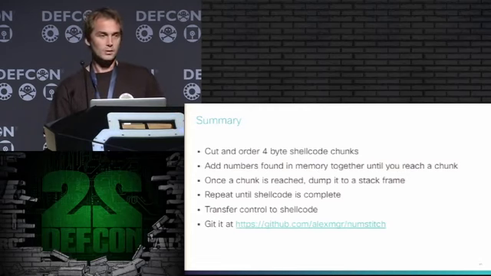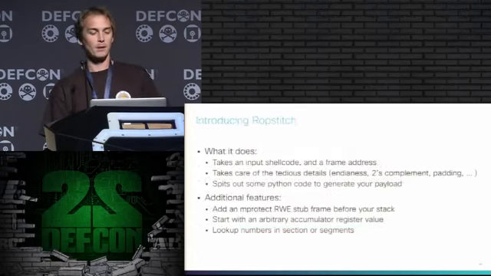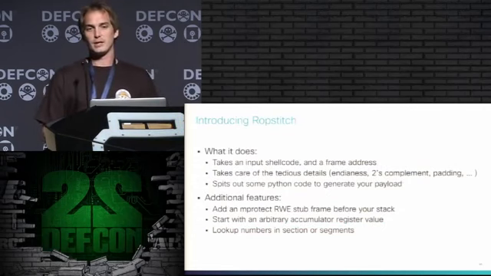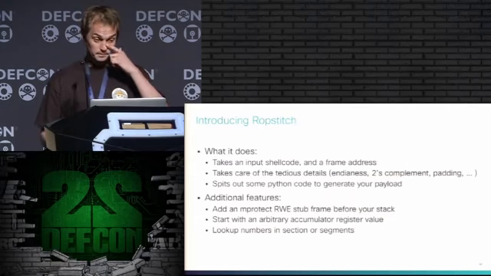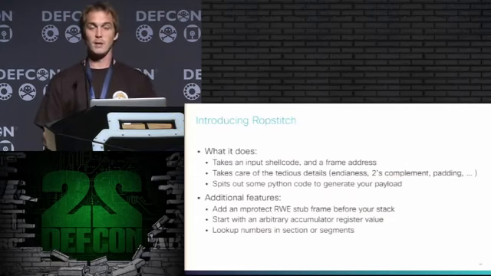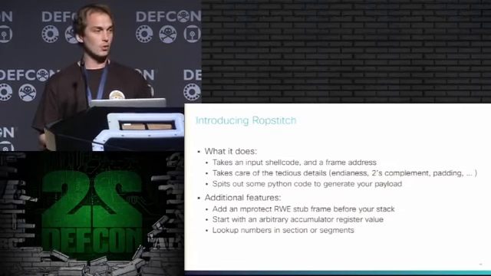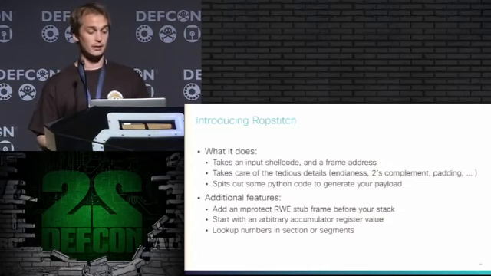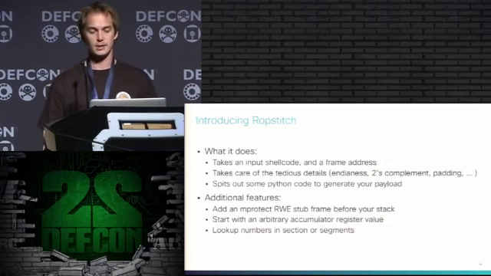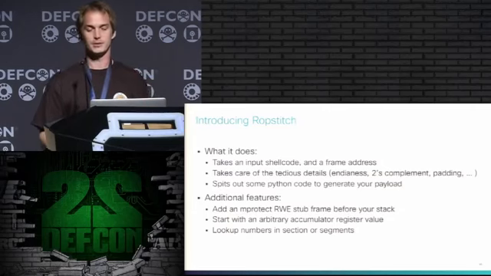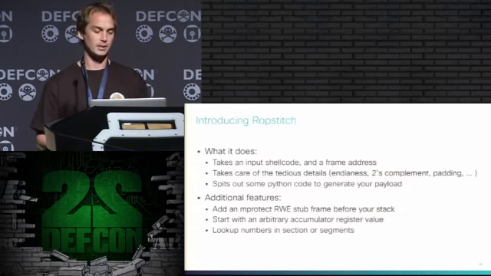So I wrote a tool which also automates all this process, where you just give it a shellcode and it will spit out some Python code to generate your payload exploit. You give it an input shellcode, so anything you want. You give it a frame address, so where you want to copy your data to, which will generally be the data section. It takes care of all the boring details which make your life hell, so endianness, two's complement, padding, blah, blah, blah. And it will spit out a bunch of Python code which generates your payload. If you're familiar with all the CTF tools, like ROPgadget, all that stuff, it does something pretty similar to that.